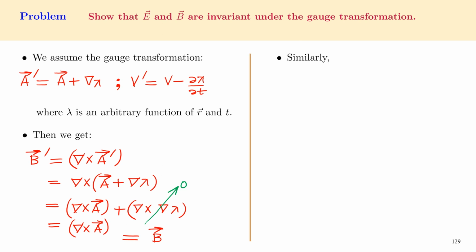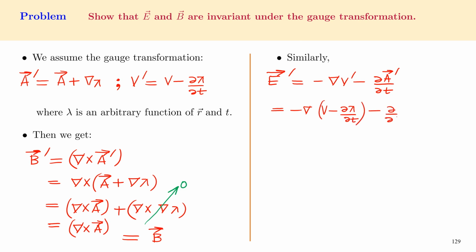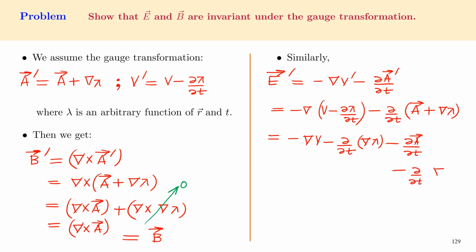Now let us consider the case of the electric field. We have E prime as equal to negative of del V prime minus dou A prime over dou t, and this is equal to negative of del of V minus dou lambda over dou t, minus dou over dou t of A plus del lambda, and this is equal to negative of del V, minus dou over dou t of del lambda, minus dou A over dou t, minus dou over dou t of del lambda.